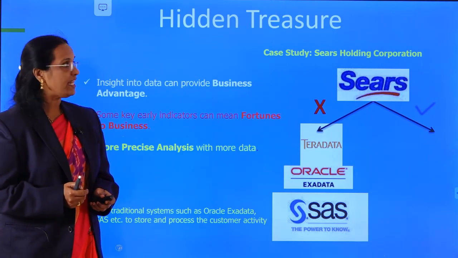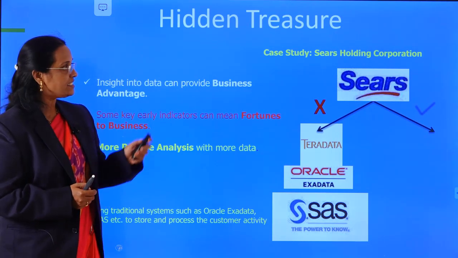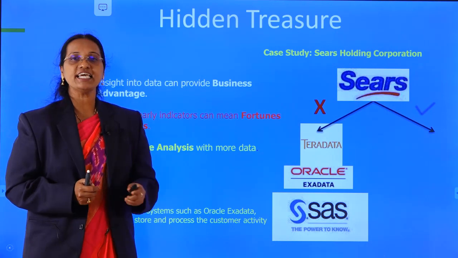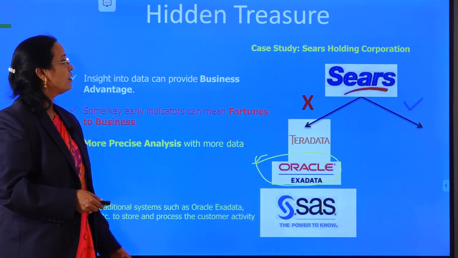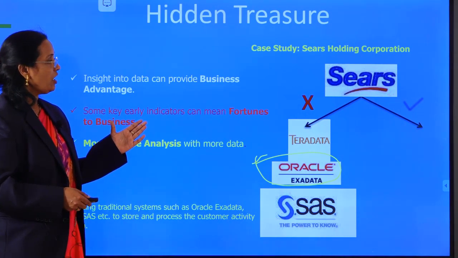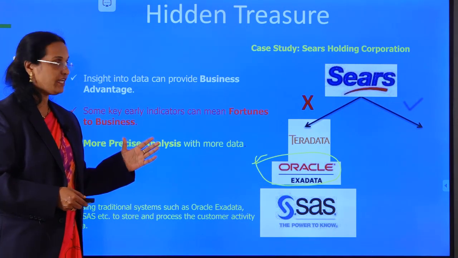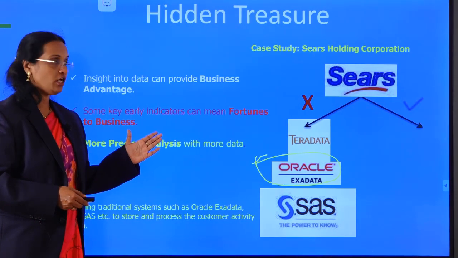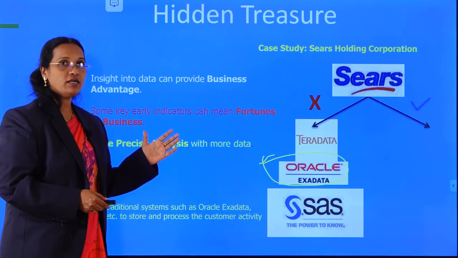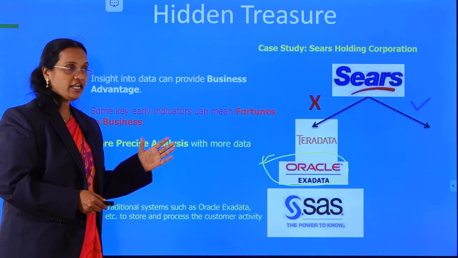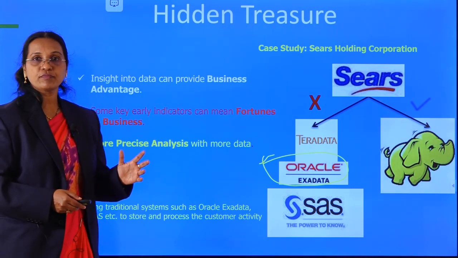I would like to tell the hidden treasure of the Sears company. So let us see, as long as Sears was working on structured data, they used to work on Oracle, but once Sears got unstructured data, they required a new software that is called Hadoop.